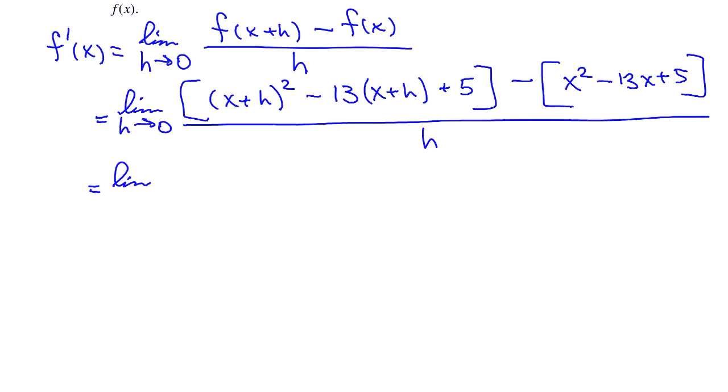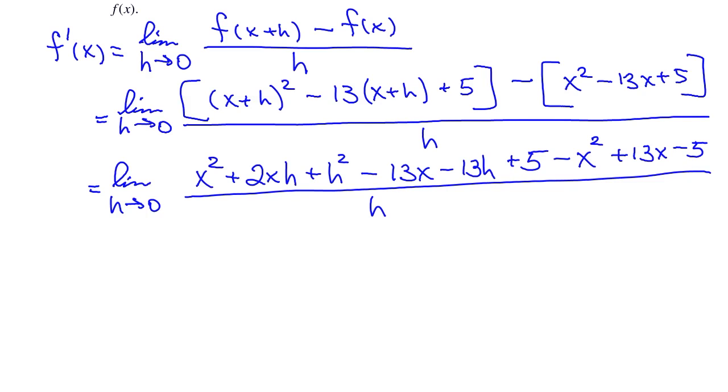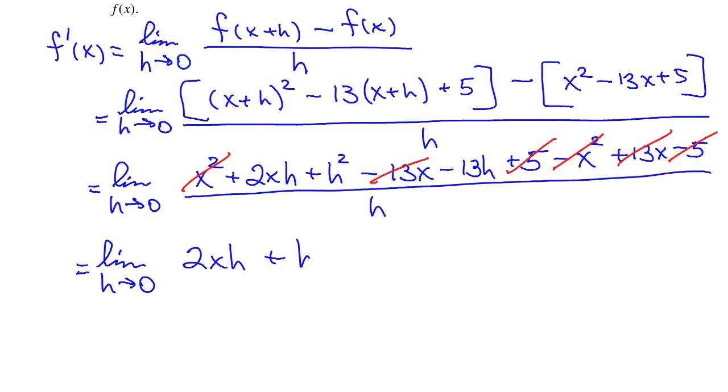And multiply that out and distribute the negative. So it's going to be x squared plus 2xh plus h squared minus 13x minus 13h plus 5. Distribute this negative to give me negative x squared plus 13x minus 5 over h. Now what can we cancel? Well, the x squareds cancel, the negative 13x's cancel, and the 5's cancel. And that leaves me with 2xh plus h squared minus 13h over h.